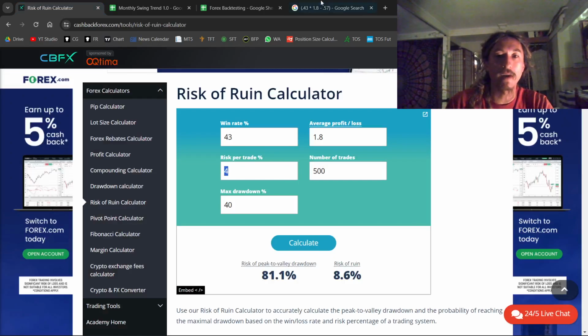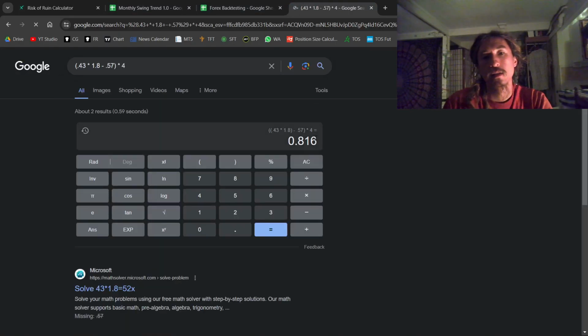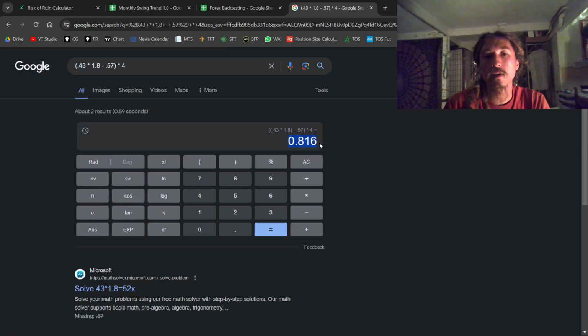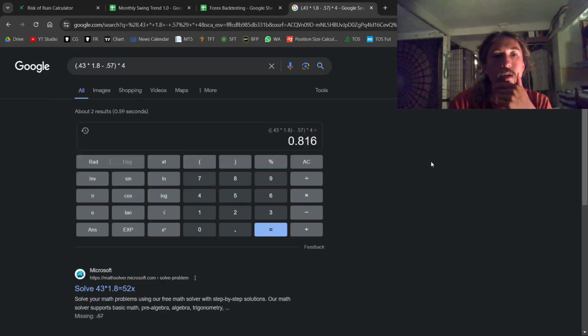But if I'm taking 500 trades in a year, and I'm risking 4%, my expectancy is actually 0.816. Or sorry, if I risk 4,000, I expect to make... what am I saying here? No, my expectancy is the same, but this is the expected R return, right?